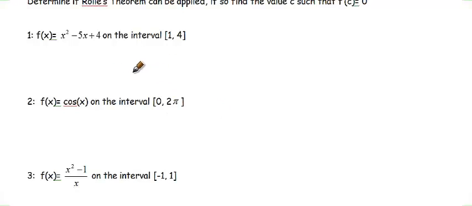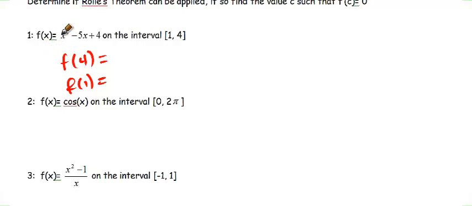Alright, so the first thing you have to do is say that it's a nice smooth curve. Well, it's a polynomial, so it's going to be differentiable. So we have to find f of 4, and find f of 1. And if they're the same, I can use Rolle's theorem. If they're not, then I just can't. I can still do the mean value theorem, but I can't use Rolle's theorem.